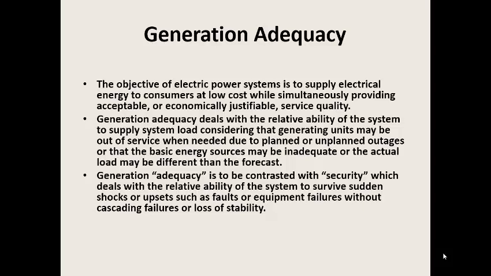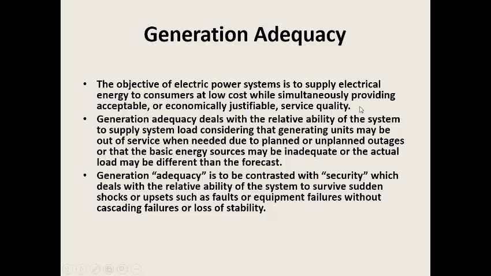What is the overall objective of a power system? The overall objective is, of course, to supply electrical energy to customers. But this has to be done with a service quality that's acceptable and which is economically justifiable. Now, the idea of generation adequacy deals with the ability of the system to supply the load with these attributes.